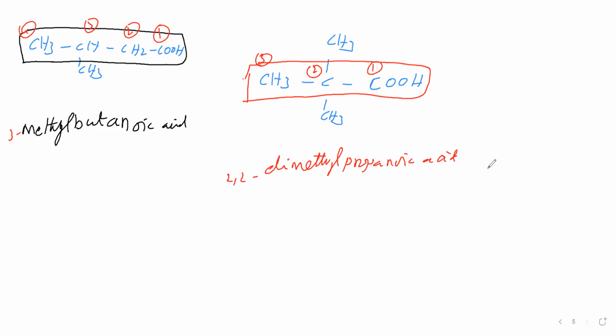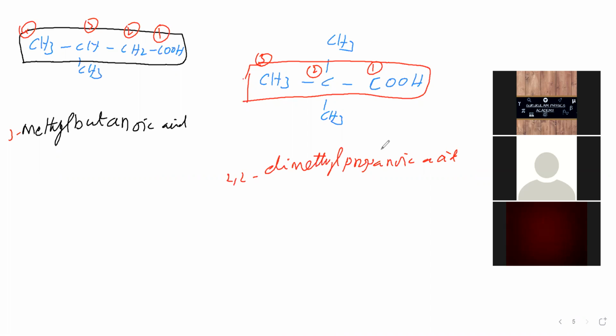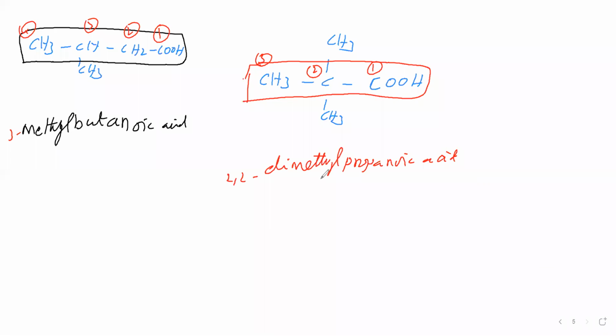Sir, now can you say which are chain isomers, which are position isomers? Is it possible to find? Chain isomers means parent chain length is different. That's all. Position isomers means position of group is different, either branch or functional group.